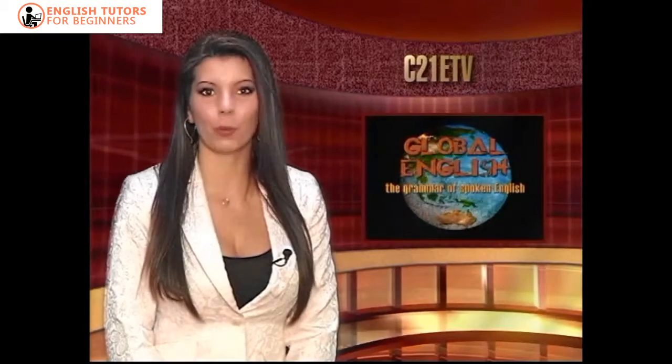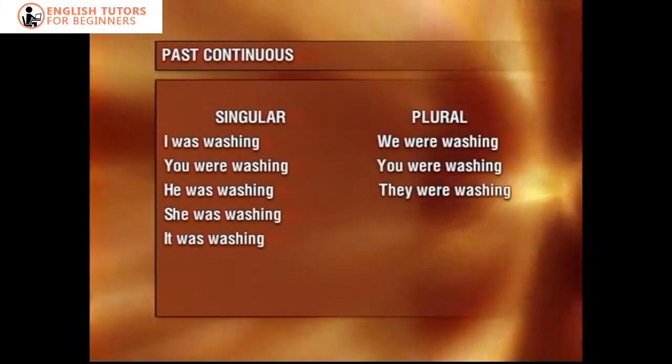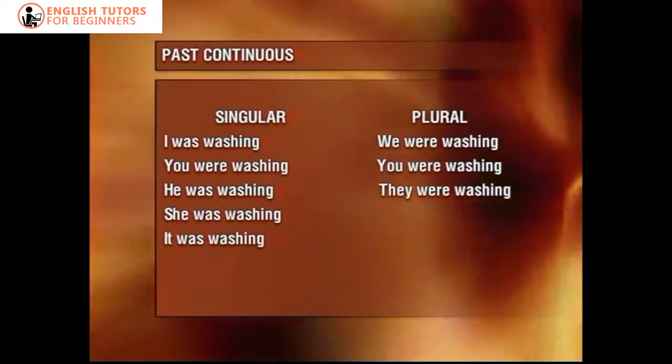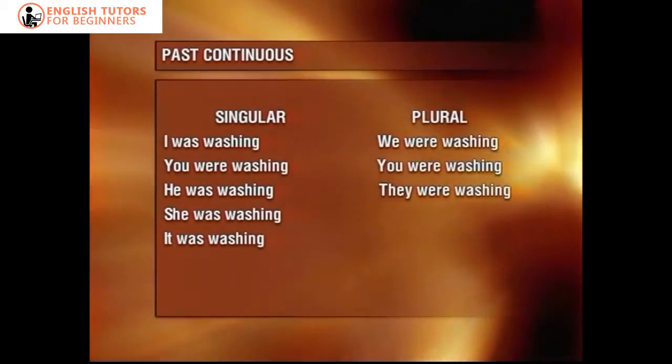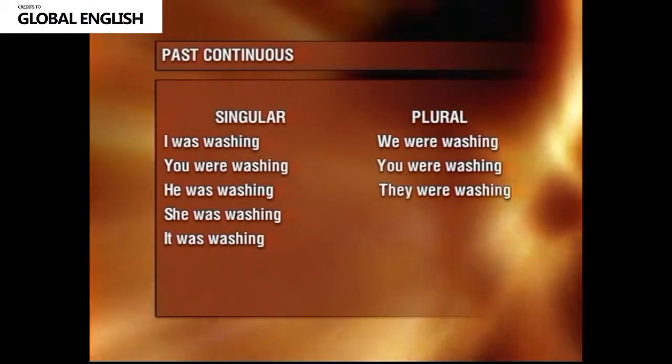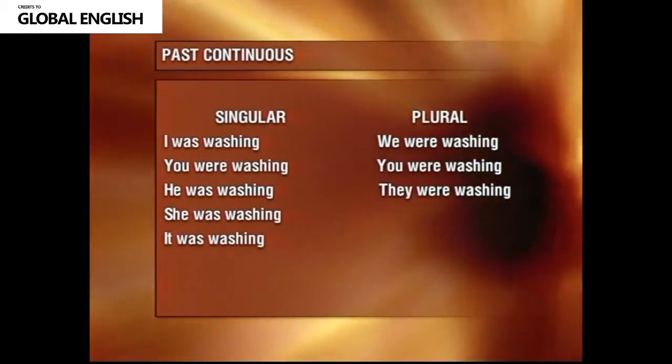Let's move on to past continuous. We use past continuous to refer to actions or situations that happened over a period of time. The past continuous is made with the past form of the verb to be and the ing form.